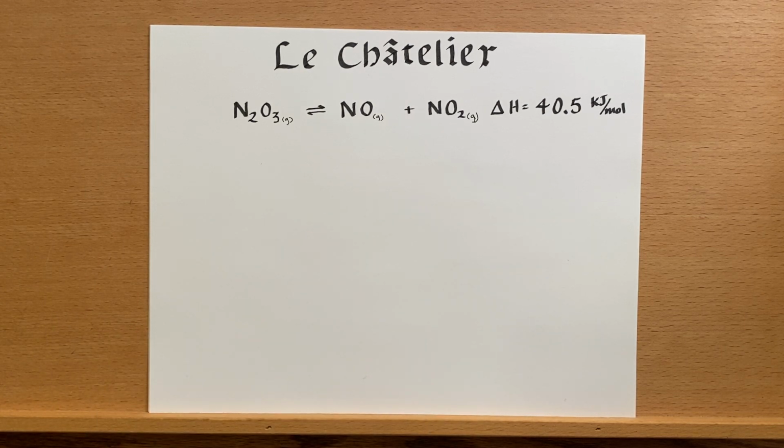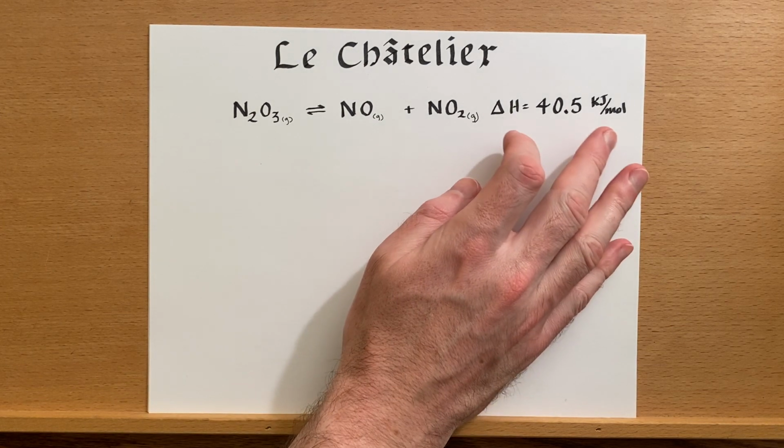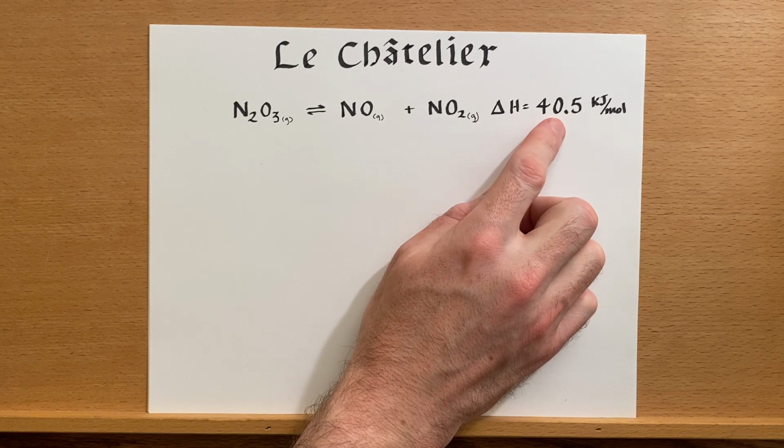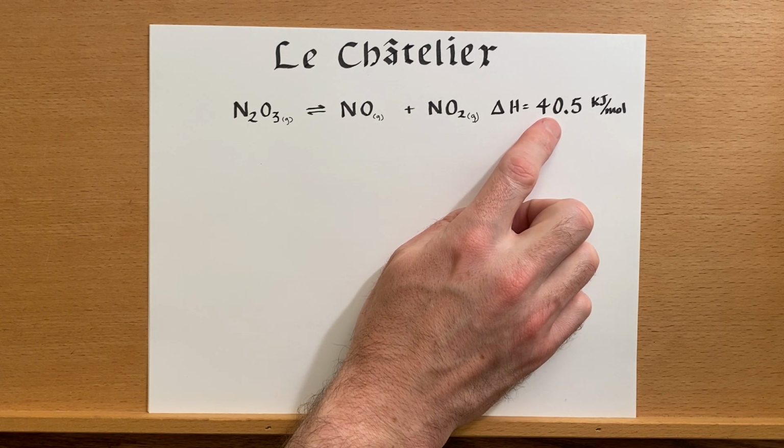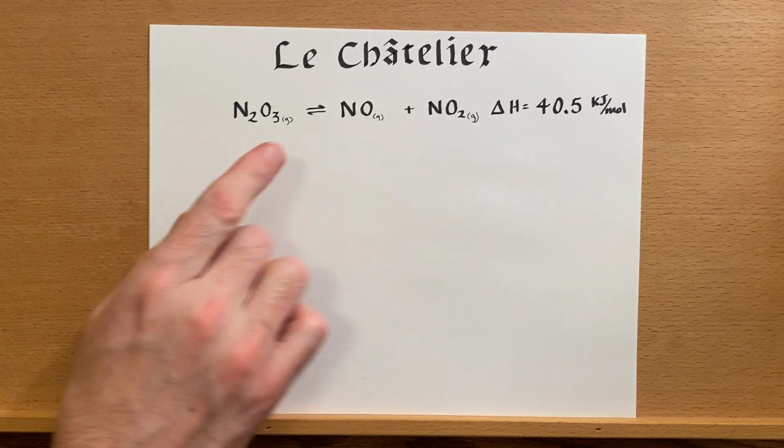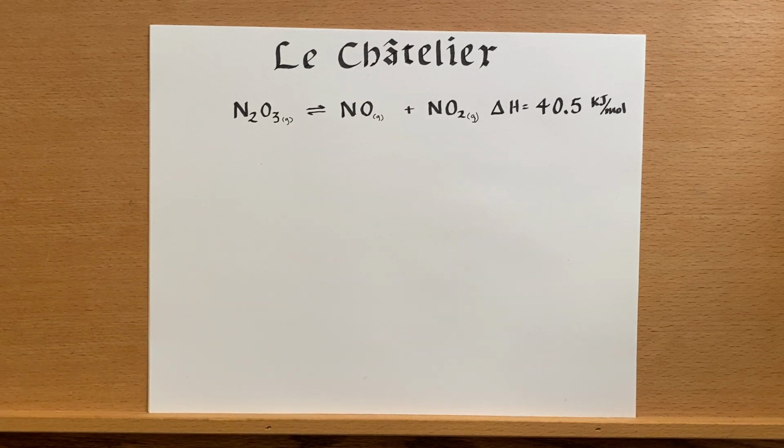Now we have one more thing that we could do to disturb the equilibrium, and that is we could change the temperature of the reaction. So what if we took this reaction and lowered the temperature? What would happen to the equilibrium? Well, we have some thermodynamic data right here. We know that this reaction is endothermic, so it requires heat for the reaction to go forward.